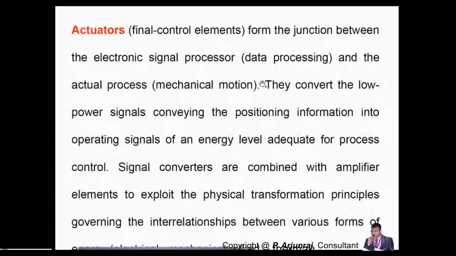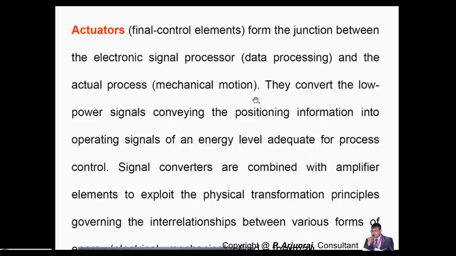Actually, it is just the opposite of what I have been telling with respect to the sensors. What they do is convert the low power signals into an operating signal in the form of a quantity. It can be a physical quantity. So for example, to measure the vacuum, you have the actuator. It can be a hydraulic actuator, pneumatic actuator, or electrical actuator. You have a vacuum pump.